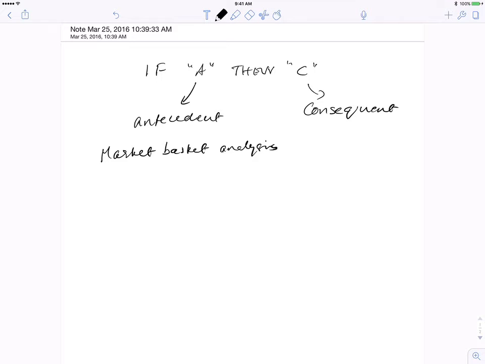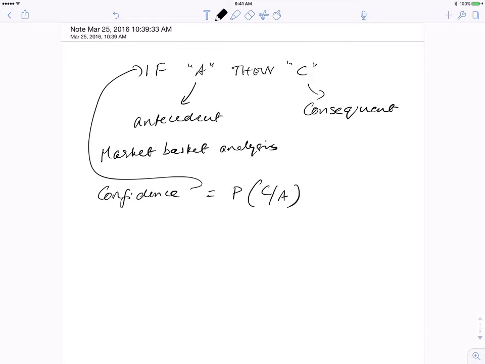How does it work? One measure is called confidence. How much confidence do you have in that rule? If A, then C. A refers to the antecedent, C refers to the consequent. So confidence is nothing but the probability of C given A. If somebody buys A, what is the likelihood they buy C?